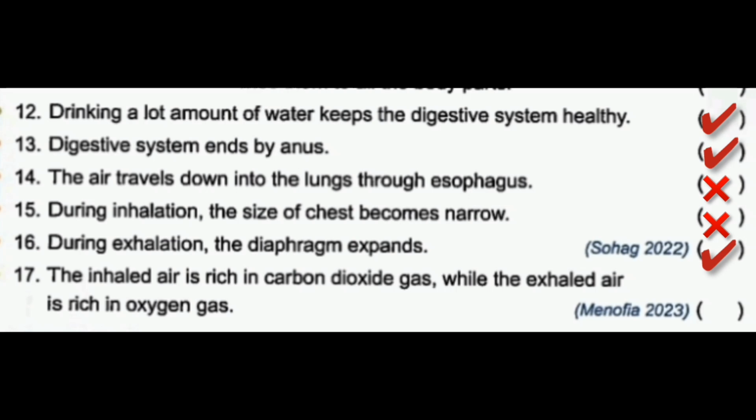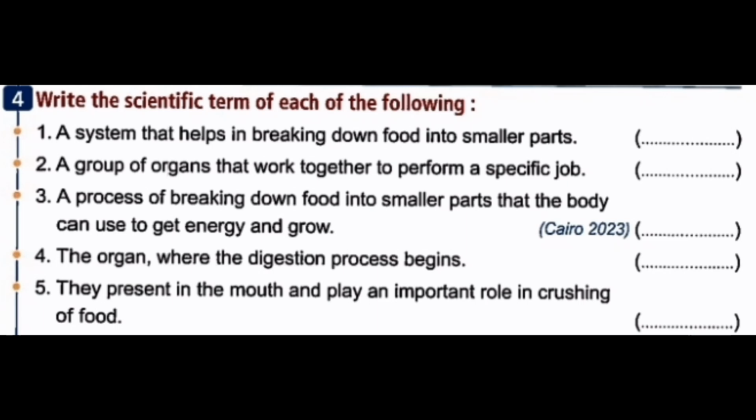The inhaled air is rich in carbon dioxide gas, while the exhaled air is rich in oxygen gas. No, the opposite. Inhaled air is rich in oxygen and exhaled air is rich in carbon dioxide gas. So the answer is false. Now let's answer question number 4, which is write the scientific term. Number 1. A system that helps in breaking down food into smaller parts.